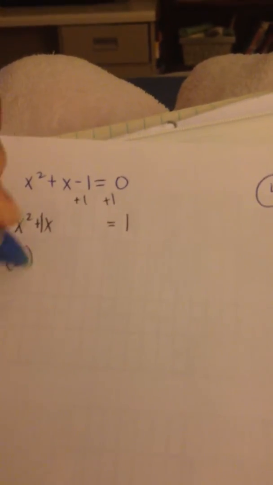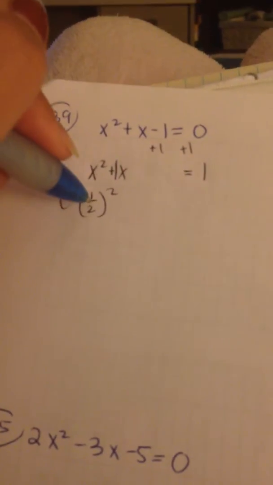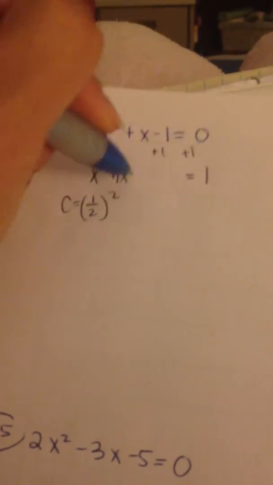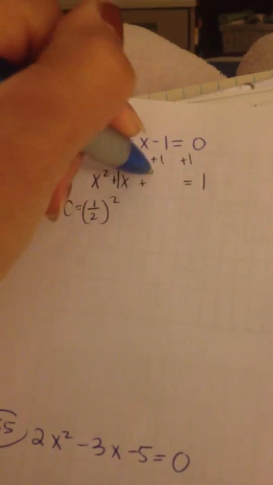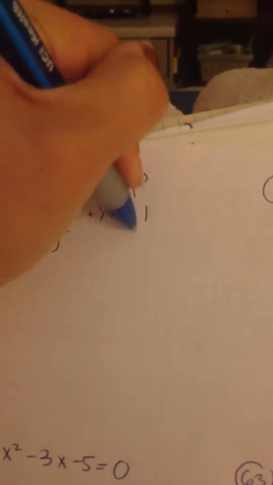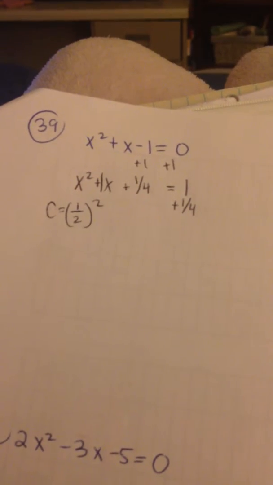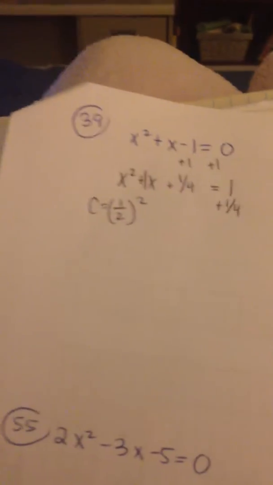So how do we find our c? It equals 1 divided by 2 squared. And then 1/2 squared is 1/4. 1 times 1 is 1, 2 times 2 is 4. So it's going to be like this. How much are we adding on this side? 1/4. So you need to add that on the other side. You see what I did? I should have done that in red. Oh well.